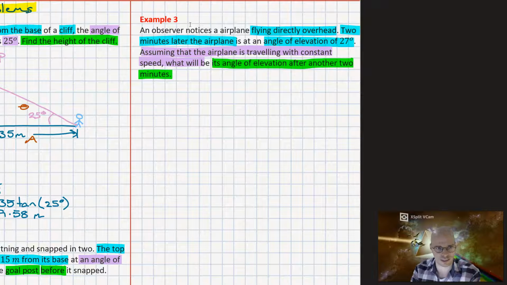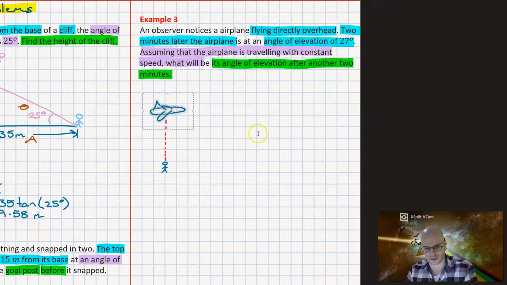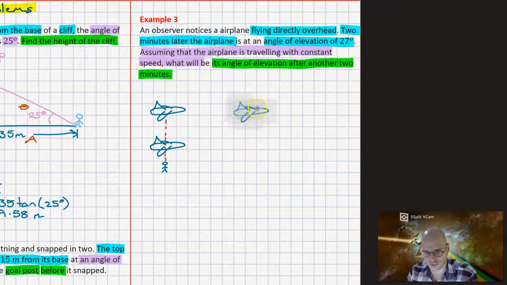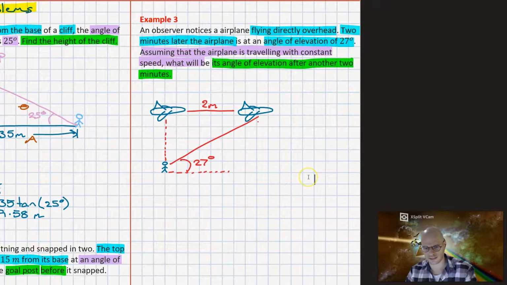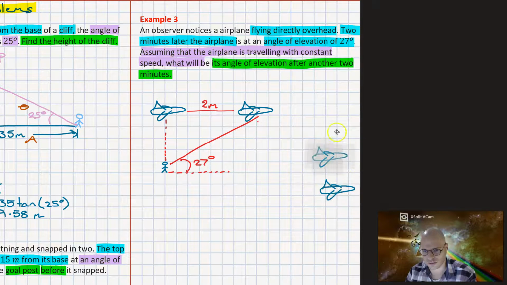Alright, so what's going on here is we have a person standing down here, and right above them there's an aeroplane, like so, and it's directly above. Now after that, the aeroplane flies for another 2 minutes, and it ends up, let's say, over here. So 2 minutes has passed, and the plane can be observed at an angle of elevation of 27 degrees, like so. Now the question is, what will be the angle of elevation after another 2 minutes has passed?